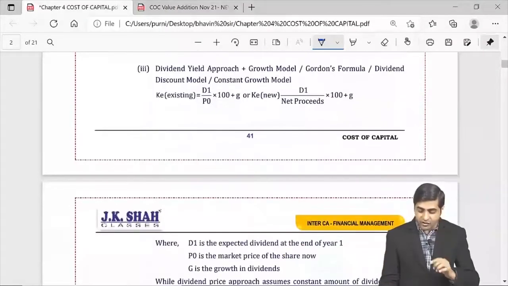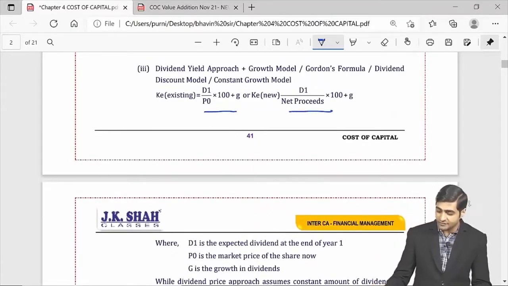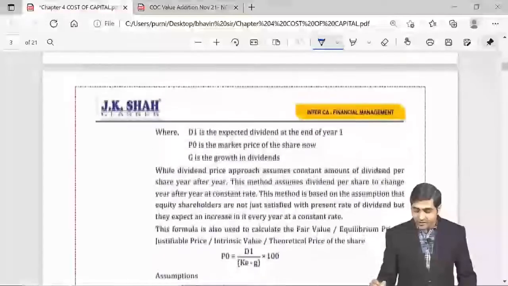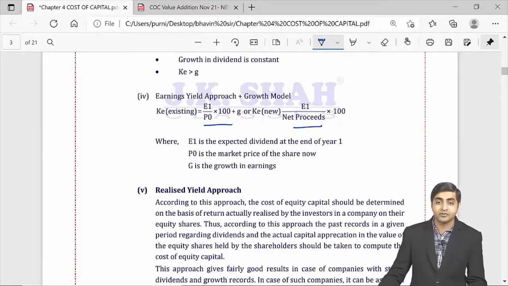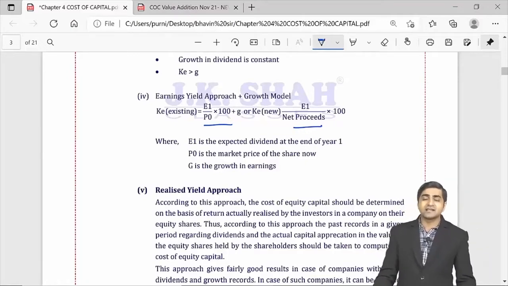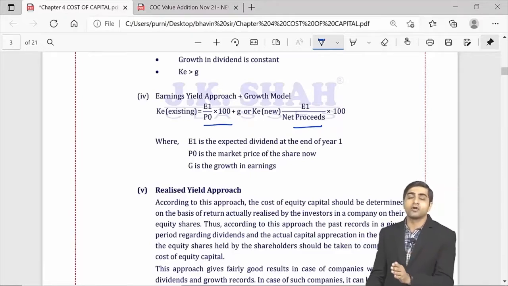Then your dividend yield growth approach will have D1 upon P0 into 100, and this will be D1 upon net proceeds into 100. And guys, at the same time, your earning yield growth approach will have E1 upon P0 into 100, and this will be E1 upon net proceeds into 100. So guys, this is how we'll be calculating your KE under these particular 4 approaches.